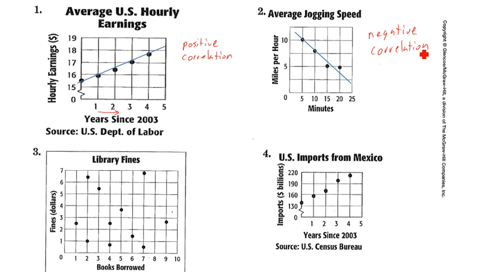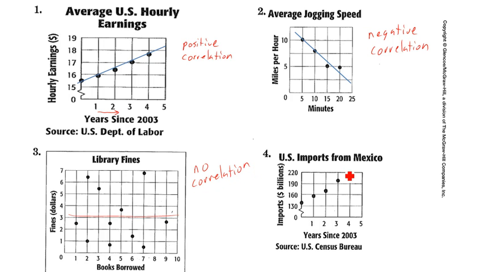All right, on to number 3. This one is looking at library fines and the numbers of fines that people had based off of the books that they borrowed. Now, you can kind of think about that the number of books you borrow isn't going to change your library fines. It's how late you turn it in. And if you look at these data points, there's not really one line that looks like it would very well demonstrate our data, right? The points aren't really going up or down. So this one we would say is no correlation.